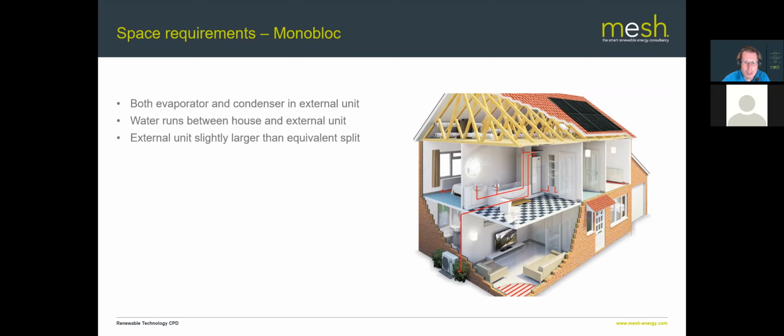Disadvantages: this external unit will be slightly larger because it's got the extra gubbins in it for the condenser and for pumps and things. So it will be a slightly bigger external unit. So if you're limited for outside space, that might not be the best unit.